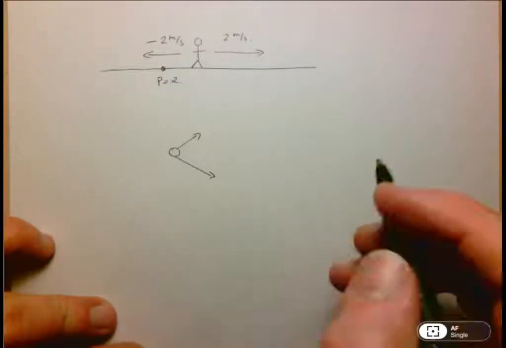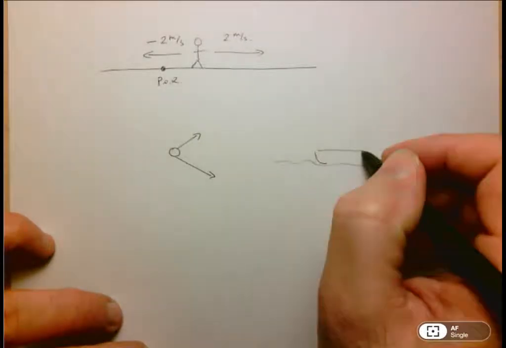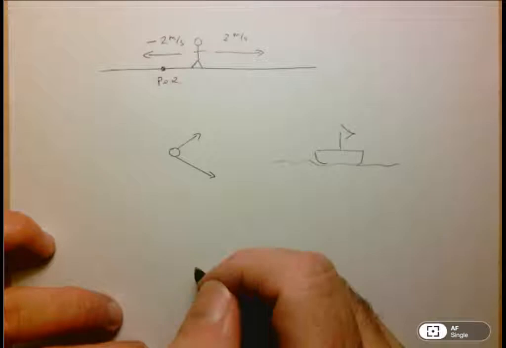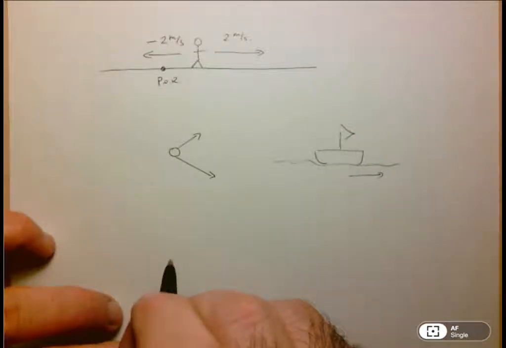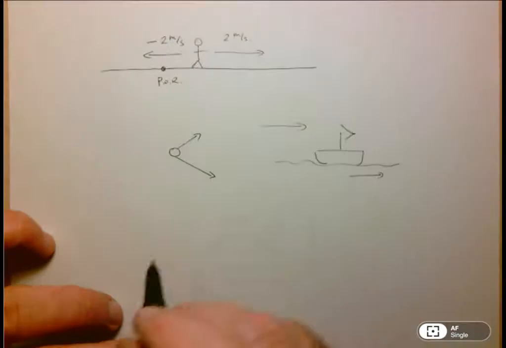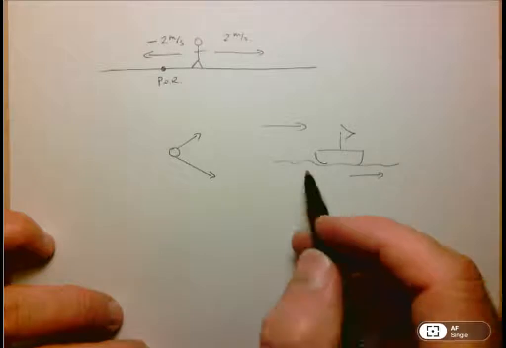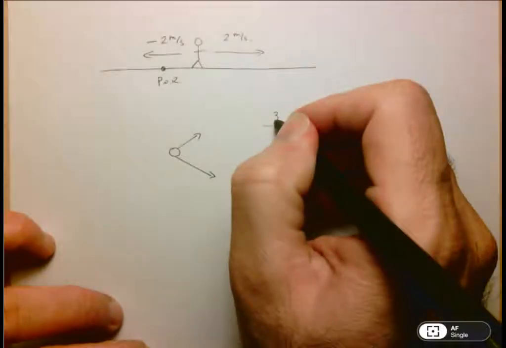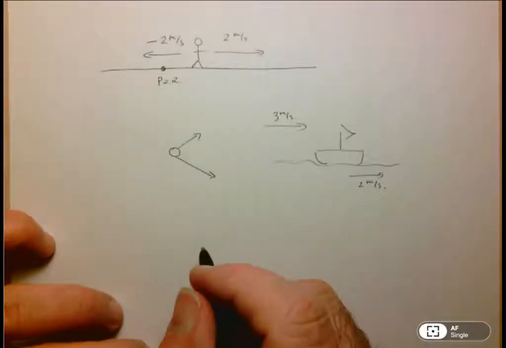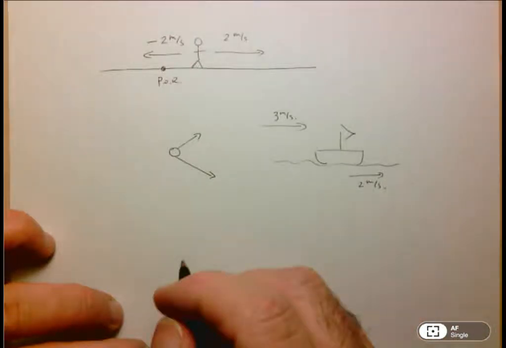You can think the same thing with a boat on the water. There's a current going in this direction, and there's a wind going along the same direction. Again, if the current is 2 meters per second and the wind is 3 meters per second, what's going to be the resultant velocity? You're just going to be moving at 5 meters per second. It's just a matter of adding these like numbers.